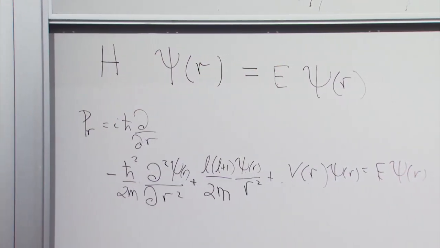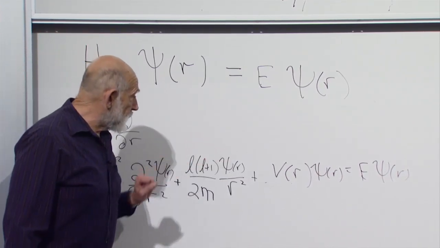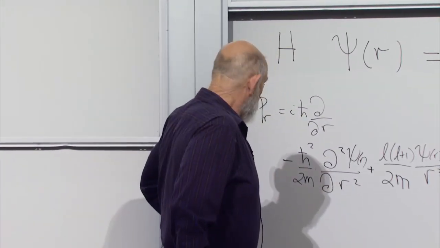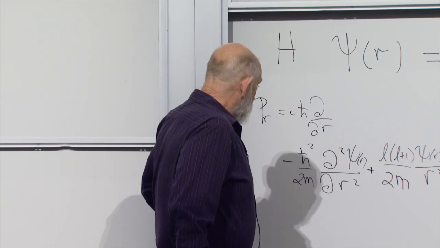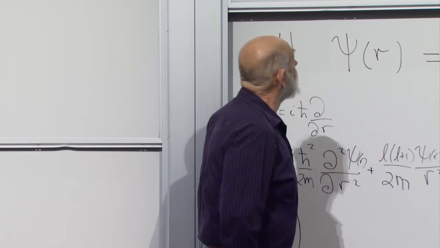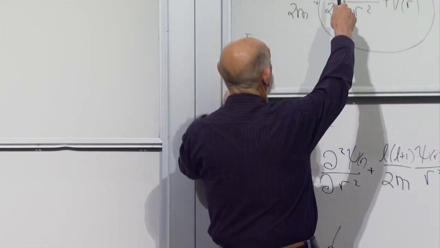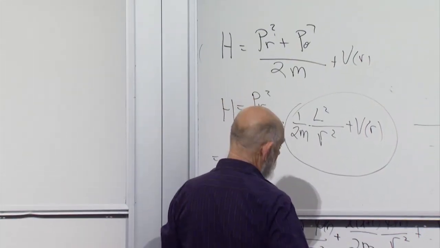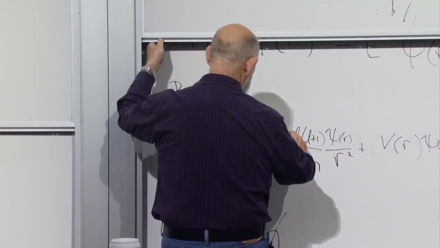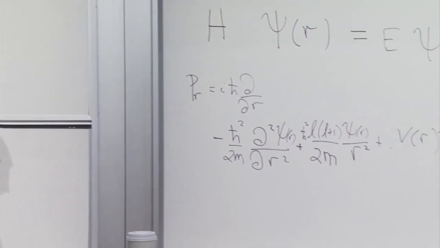The solutions of that equation are the eigenvectors of energy with given angular momentum, and the eigenvalues are the energy levels. I have a feeling I left out some h-bar squares in here. I probably did, because where did it come from? It came from p theta squared. There's probably an h bar squared in here too, if you track it. I think. Yes.